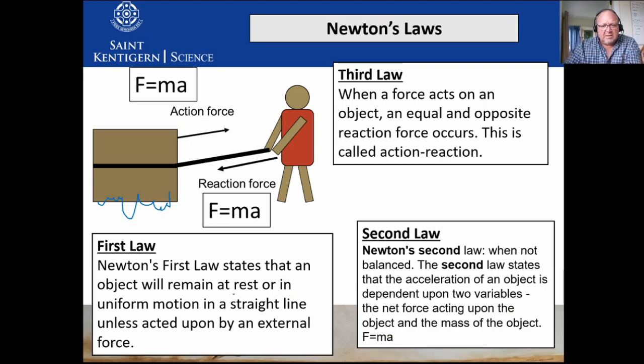Okay? The second law said, and this is F equals ma, when the forces are not balanced, the acceleration of an object, so a over here, is dependent on two variables, the net force and the mass. When something is accelerating, the acceleration is dependent on the net force and the mass. F equals ma.